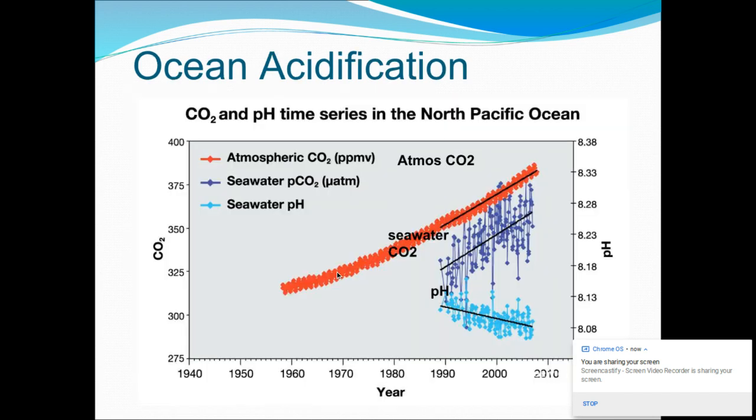All right, so as we can see here in this graph, our atmospheric carbon dioxide has increased. If you can see this here by the red line, it's increased from 1960 to about 2006, 2007. And you can see here by this line that our seawater pH has decreased. So as we've gotten more carbon dioxide, our ocean water has become more acidic.